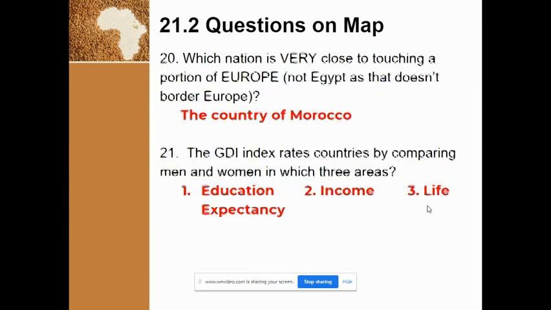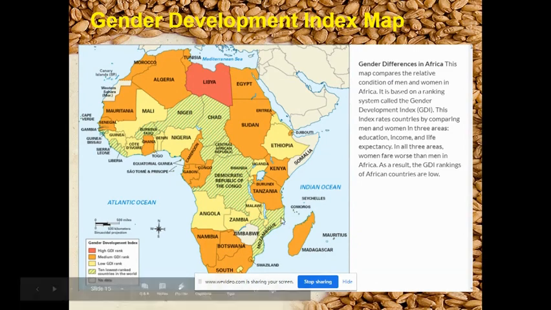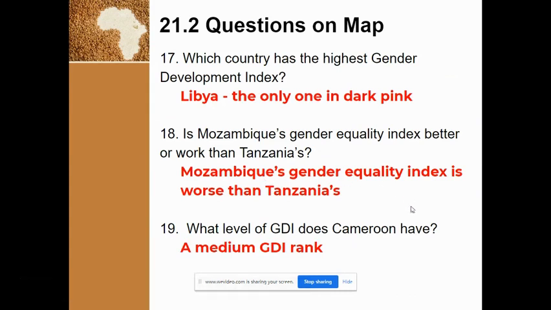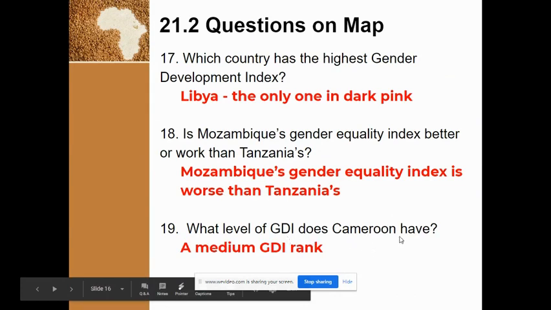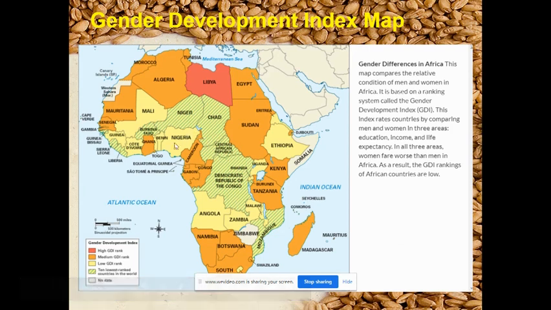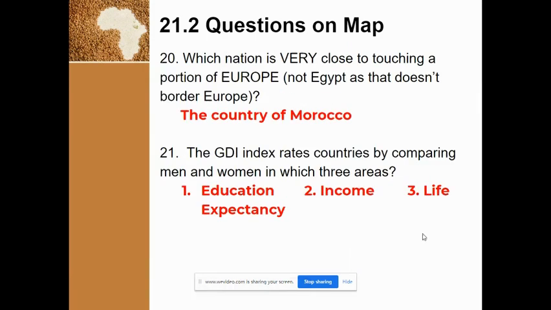How do we know that? You have to go back and find both Mozambique and Tanzania. Tanzania, as you can see, is in the orange, whereas Mozambique is one of the 10 worst. So our answer then would be that Mozambique's gender inequality is worse than Tanzania's. And number 19, what level of GDI does Cameroon have? Again, we have to go and find Cameroon, which was over here. It has a border to the Atlantic Ocean. And Cameroon is going to be the orange color, and we can see that that is a medium GDI rank.